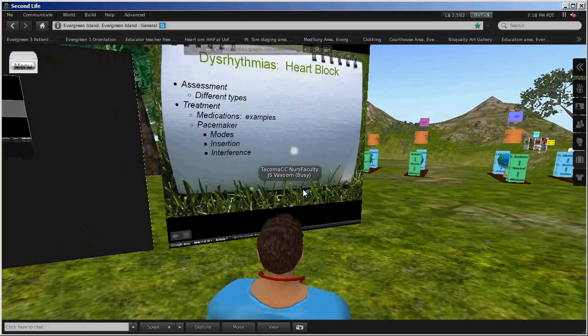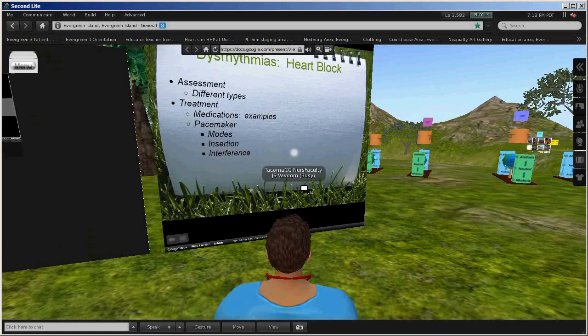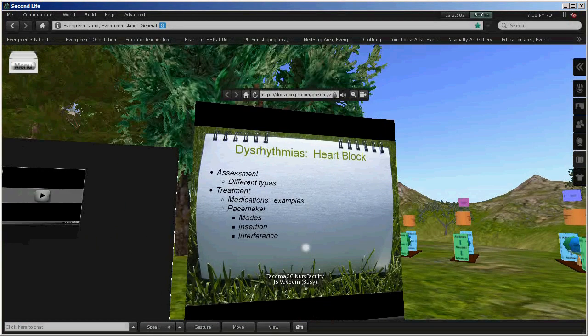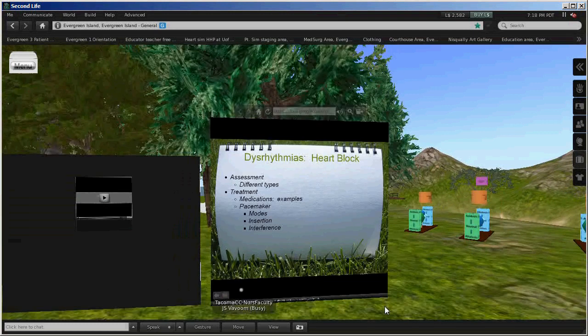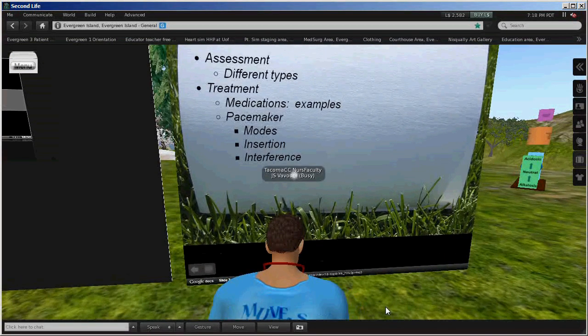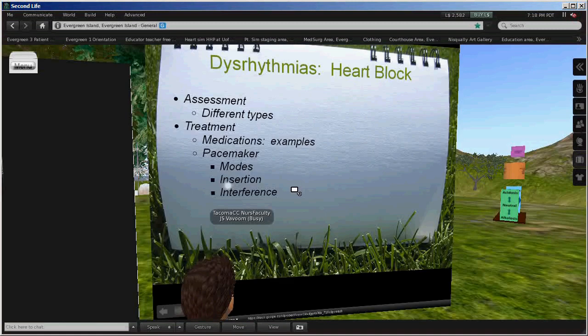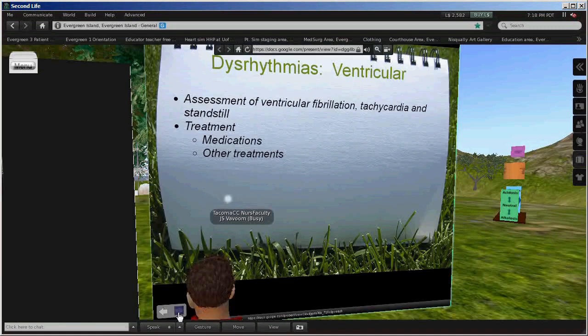So we just talked about heart block, and I'm going to move in a little closer here and pan up. So let's go ahead to ventricular dysrhythmias: ventricular fibrillation, tachycardia, and standstill. Be sure you know the medications and other treatments for those particular problems.